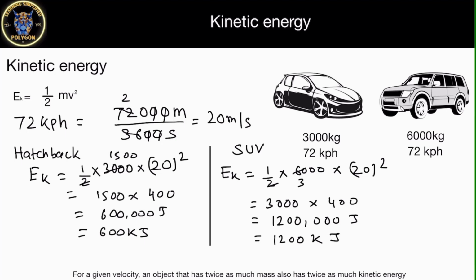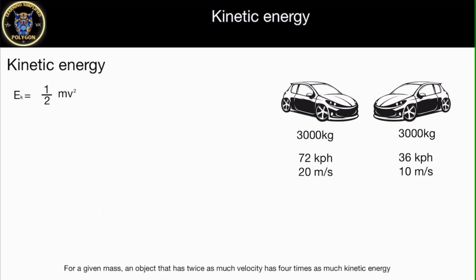So you can see that the kinetic energy of the SUV is twice that of the kinetic energy of the hatchback, and we can see that its mass is also exactly twice that of the hatchback. So we see that when two objects are moving with the same velocity, an object that has twice as much mass will also have twice as much kinetic energy. And this is because more energy is needed to move that object at the same velocity, as it is heavier.